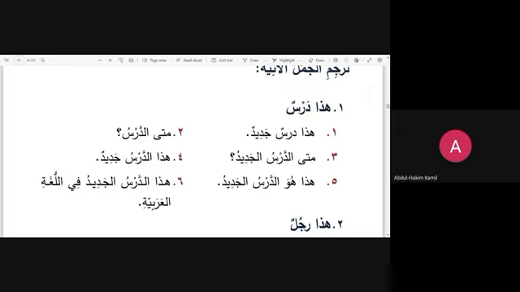Okay, let's go to the second sentence. The first sentence is hada darsun. The second sentence, repeat after me. Hada darsun jadidun. This is a new class. This is a new lesson. The first one was this is a lesson. Now we just added one word. This is a new lesson.